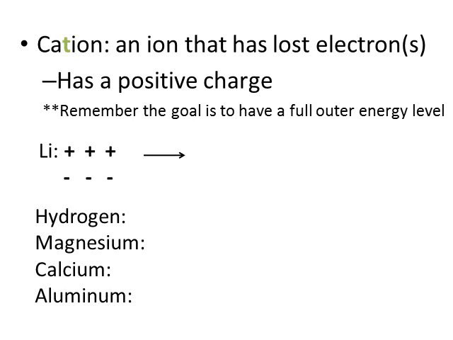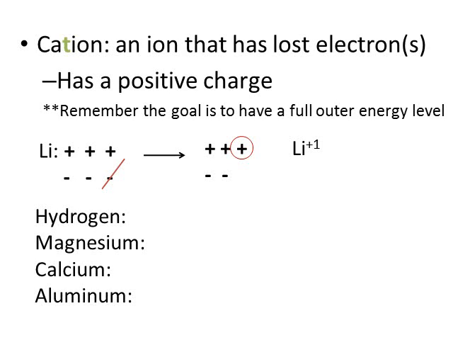So let's look at lithium. Lithium in its neutral form has 3 protons and 3 electrons. The positively charged proton and the negatively charged electron cancel each other out to make it neutral. It is easier for lithium to lose 1 electron than it is for lithium to gain 7. Therefore, lithium loses 1 electron, and it now has 1 proton that is no longer being canceled out by an electron, giving lithium an overall +1 charge.